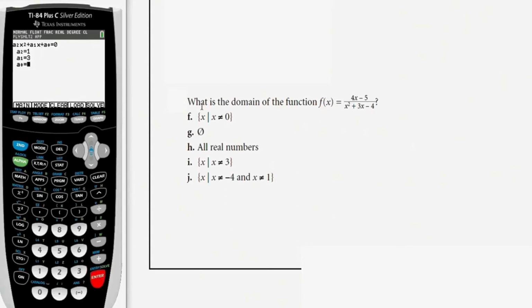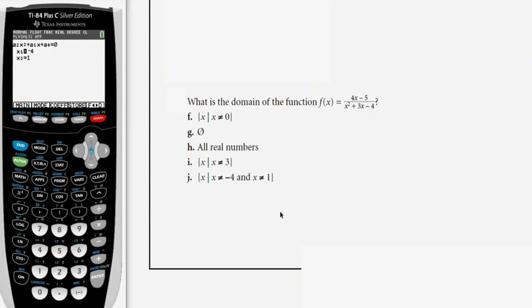Now a0 will be the constant. The constant here is what? -4. Now guys, make use of this negative sign for -4. So we are good to go. We have input the correct values. Now let's press the graph button to solve this. So we have the output, x1 is -4 and x2 to be 1.